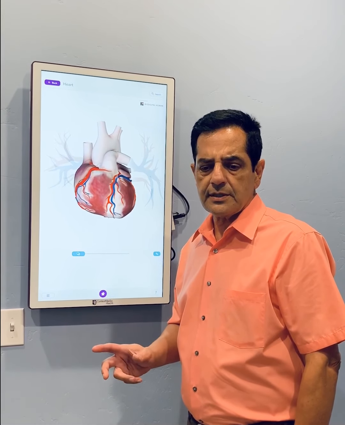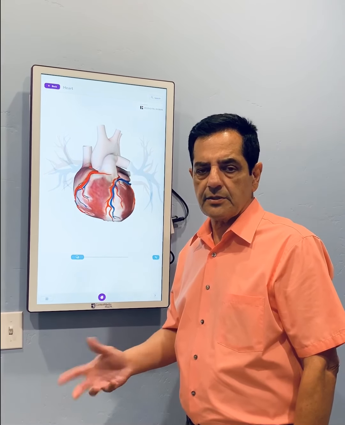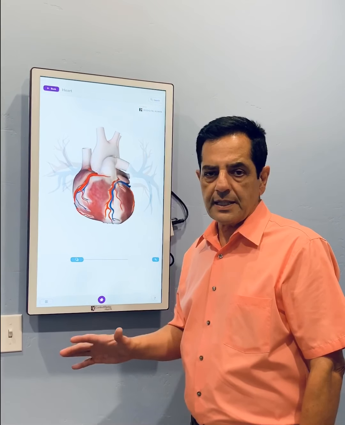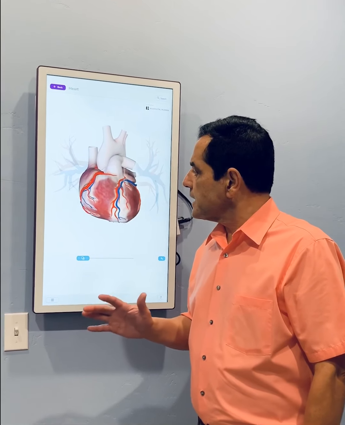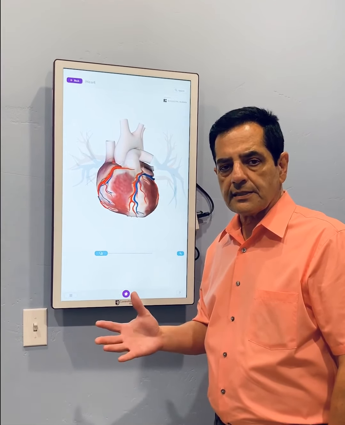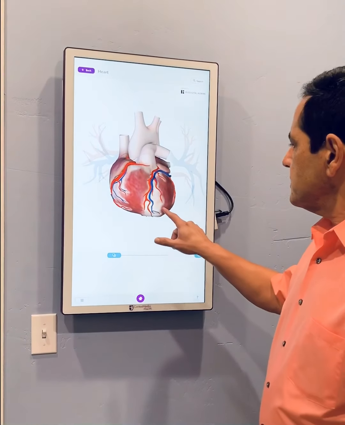Today I'm just going to give you a little insight about coronary artery disease. These are the arteries which supply the heart muscles. And these are the ones which, if they close down, cause a heart attack. So here there's a little picture of the heart.